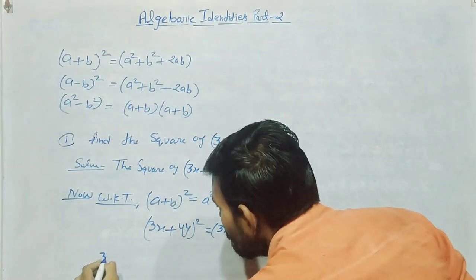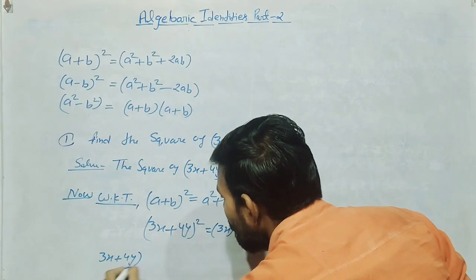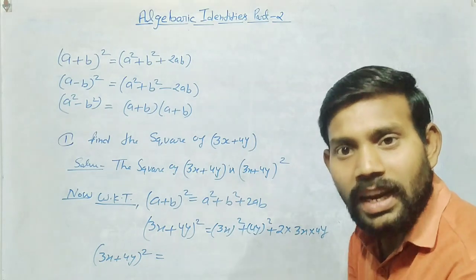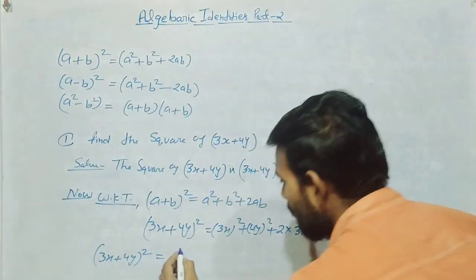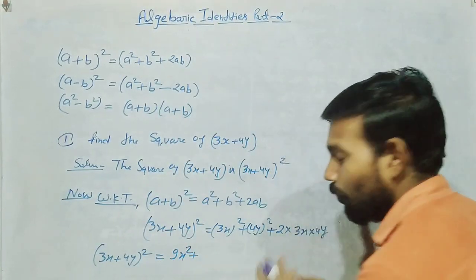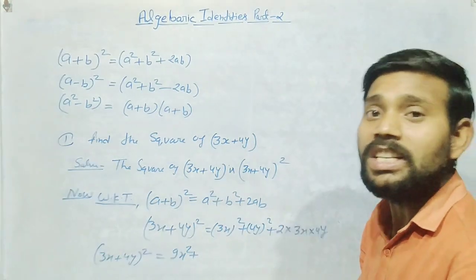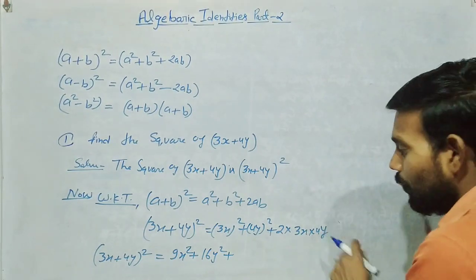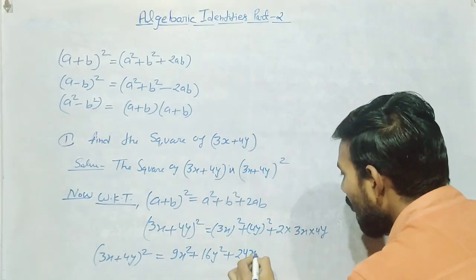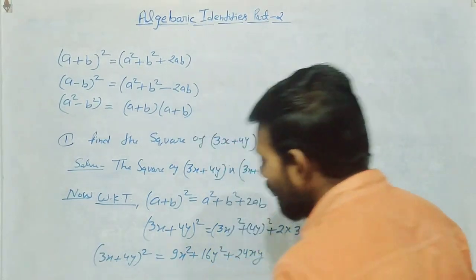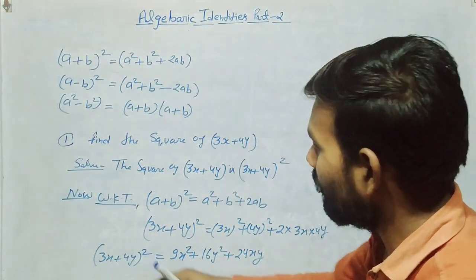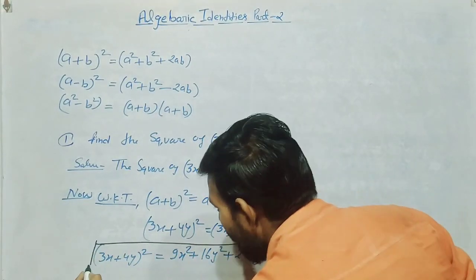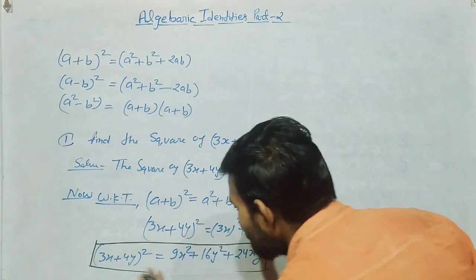Now 3x plus 4y whole square is equal to the square of 3x, that means square of 3 into x square. Square of 3 is 9, so 9x square, plus square of 4 into y square. Square of 4 is 16, so 16y square, plus 2 into 3 is 6, 6 into 4 is 24xy. This is the answer of the first question. So the square of 3x plus 4y is 9x square plus 16y square plus 24xy.